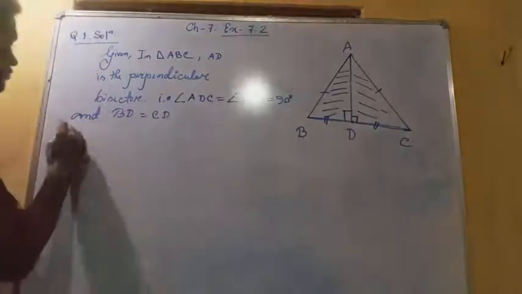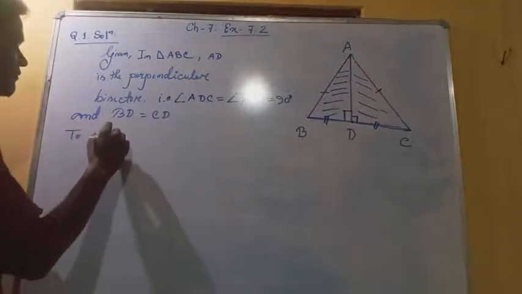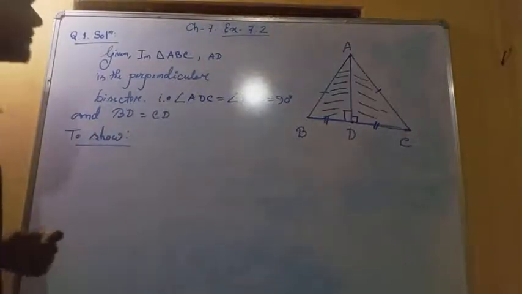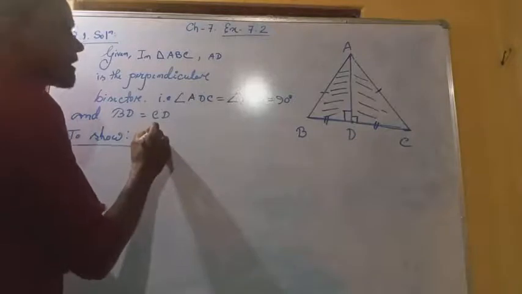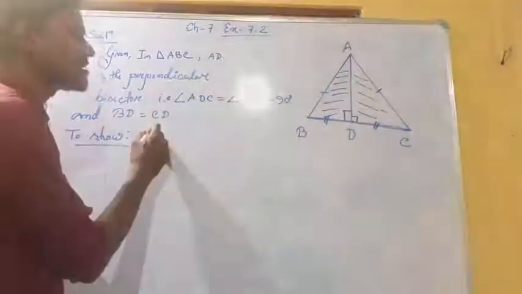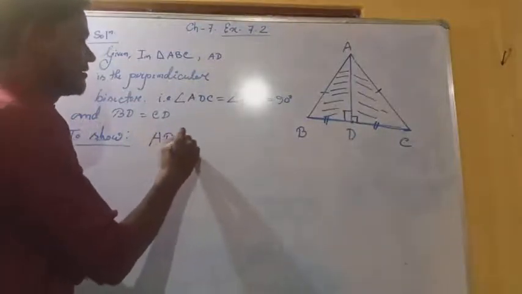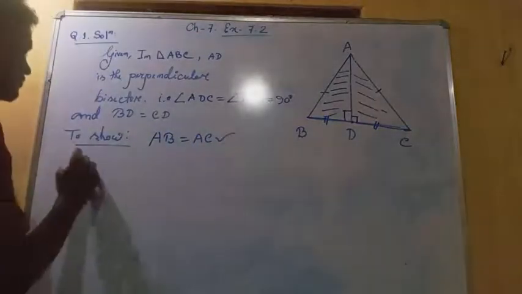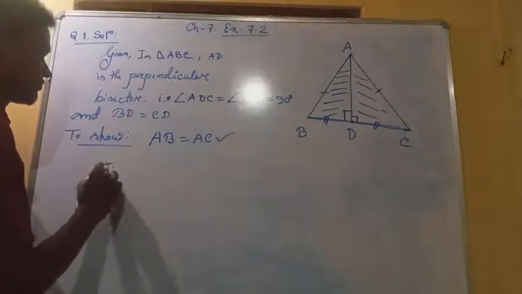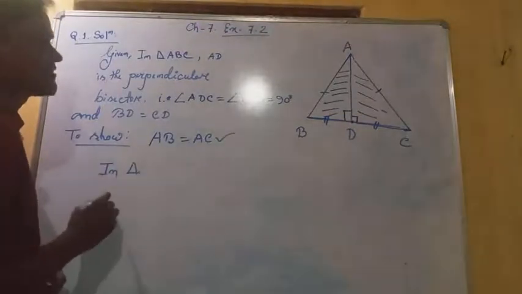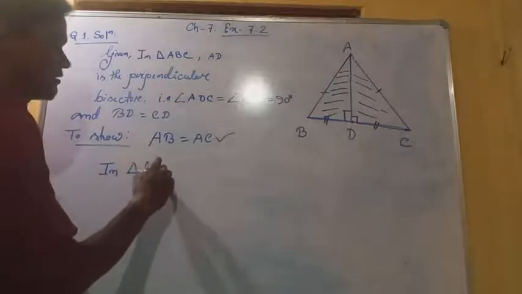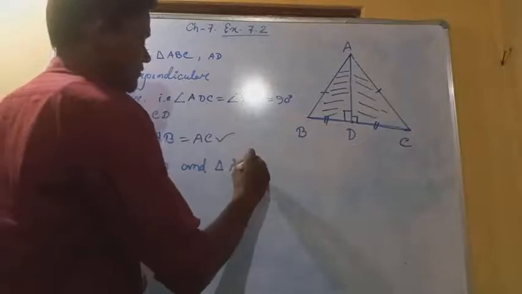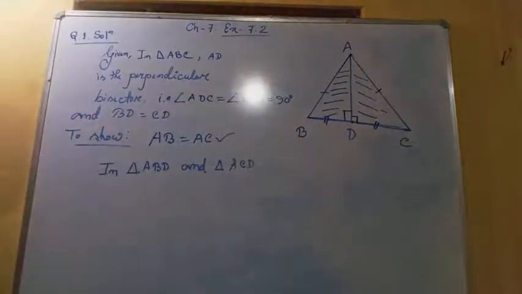What we need to show? We just need to show that triangle ABC is an isosceles triangle. That is, AB side is equal to AC side. This is what we have to show. Let's see the showing procedure. What can I do? As I told you, just take the two triangles, that is triangle ABD and triangle ACD. These are the two triangles we must take.